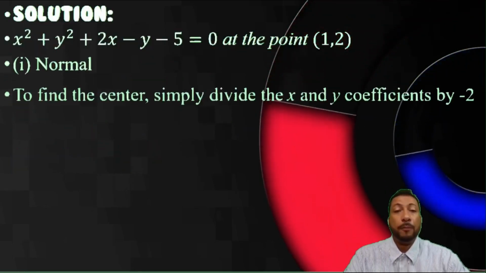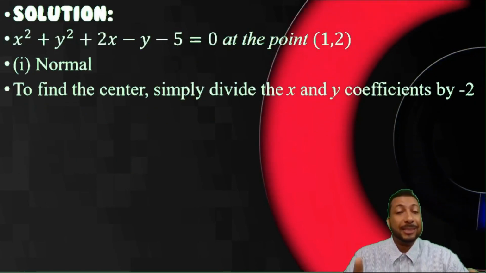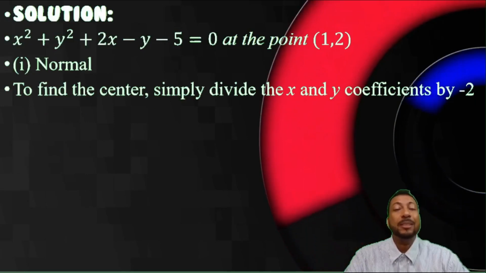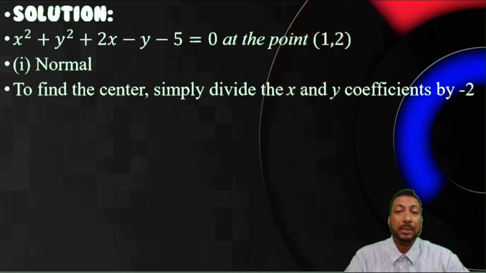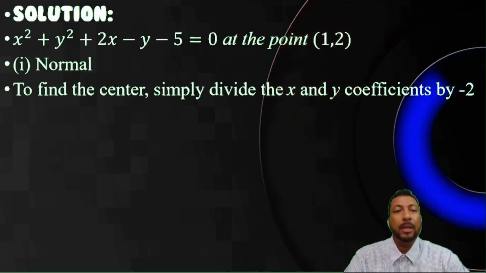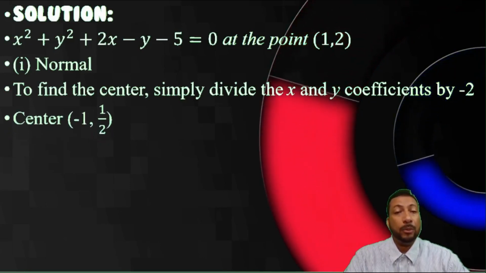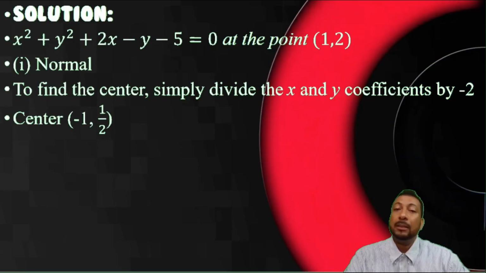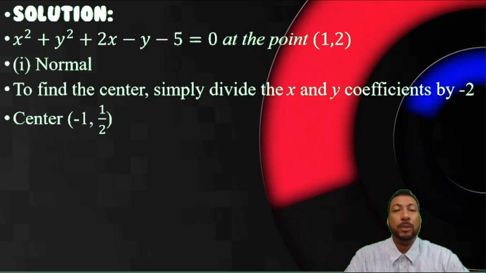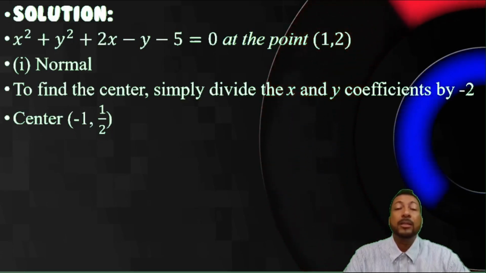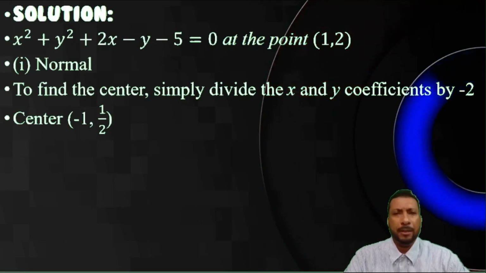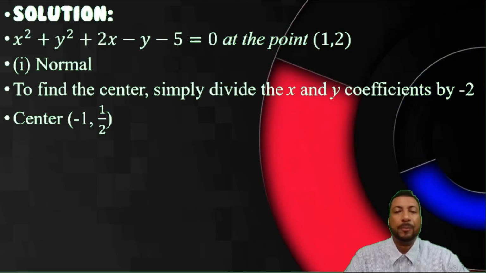Well, first off, for the normal, to find the center, all we need to do is simply divide the x and y coefficients by -2. So 2 divided by -2 gives you -1, and -1 divided by -2 gives you a positive 1/2. So the center of the circle is (-1, 1/2).